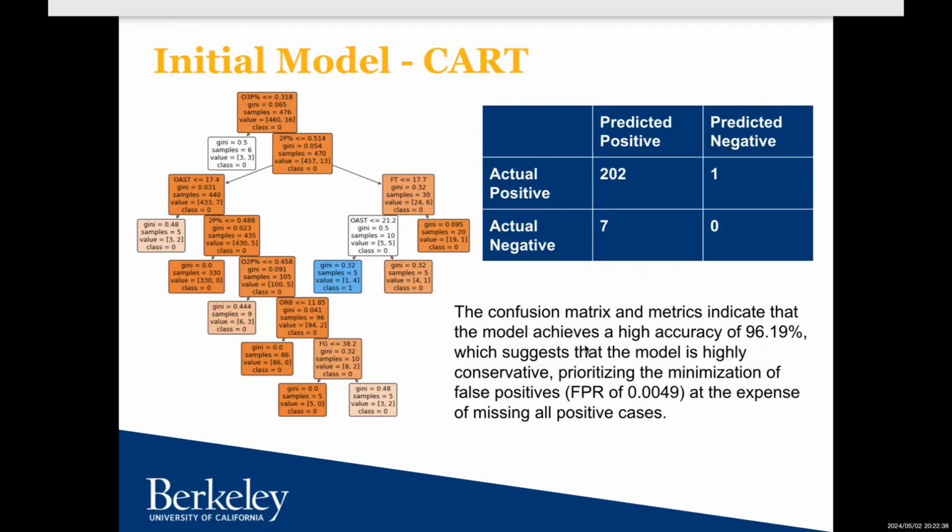The key takeaway from this matrix is that our model achieved an overall accuracy of 96%. This high level of accuracy suggests that the current model is highly conservative, focusing on minimizing false positives. However, this comes at the expense of potentially missing actual positive cases, as evidenced by the false negatives observed.